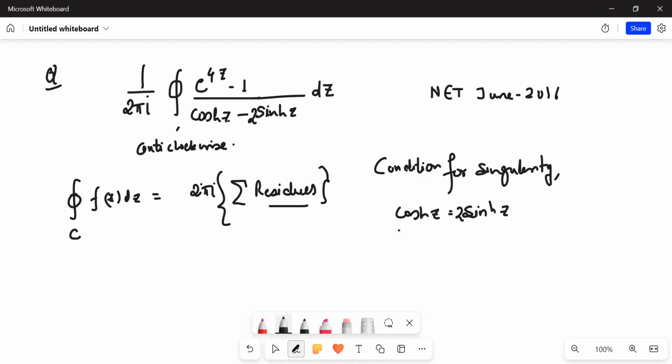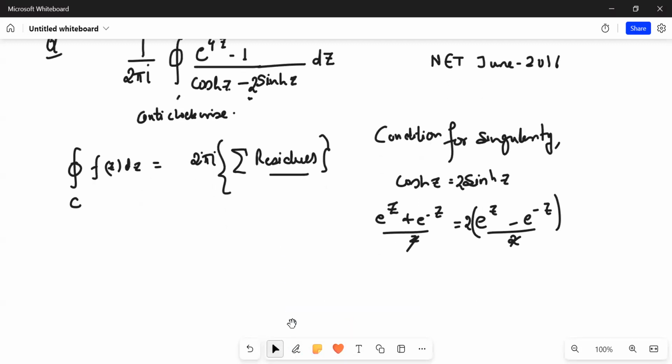singularity. Now you see, if I solve this up, I will get e raised to power z plus e raised to power minus z divided by 2 is equal to 2 times e raised to power z minus e raised to power minus z divided by 2. Okay, I'm forgetting, actually this is 2 here. Okay, so if I solve it, what would I get?